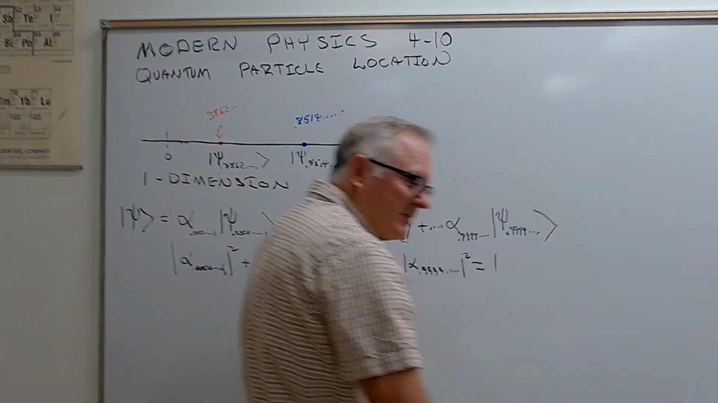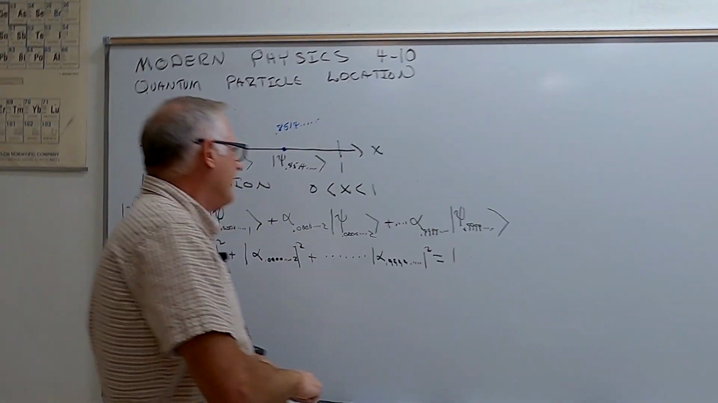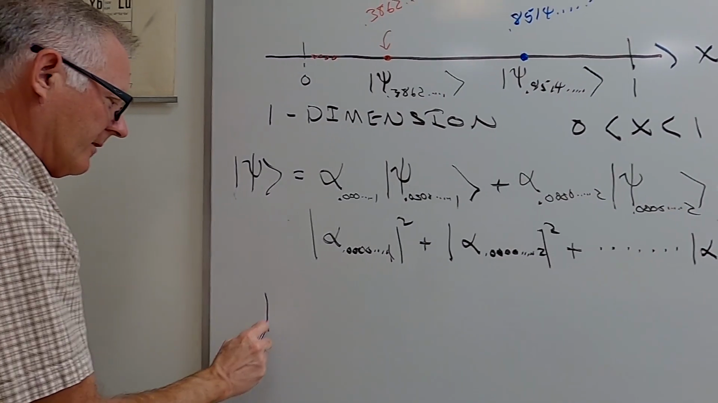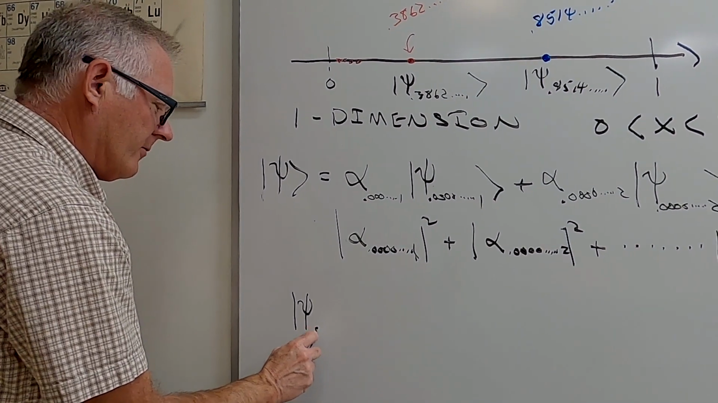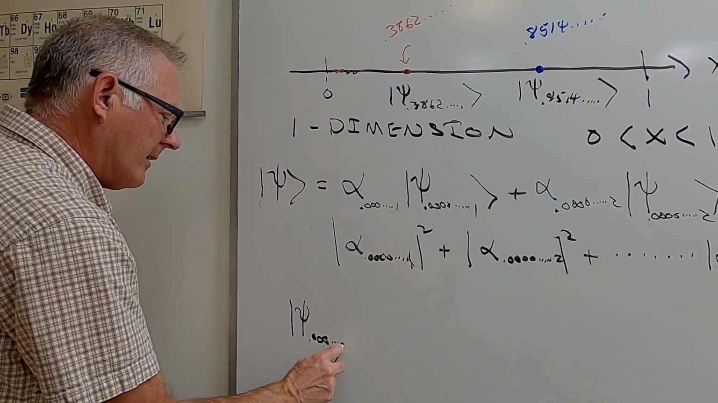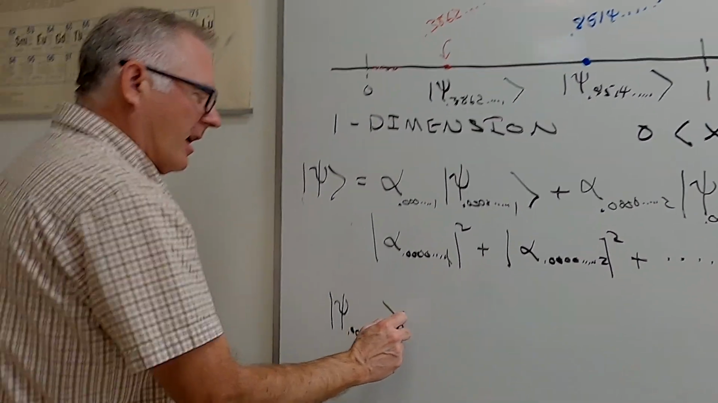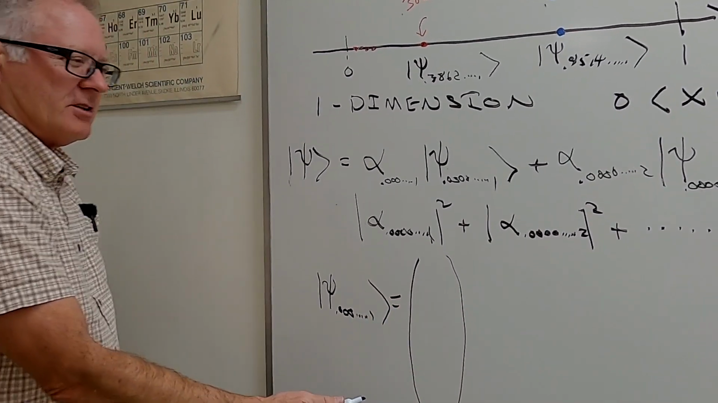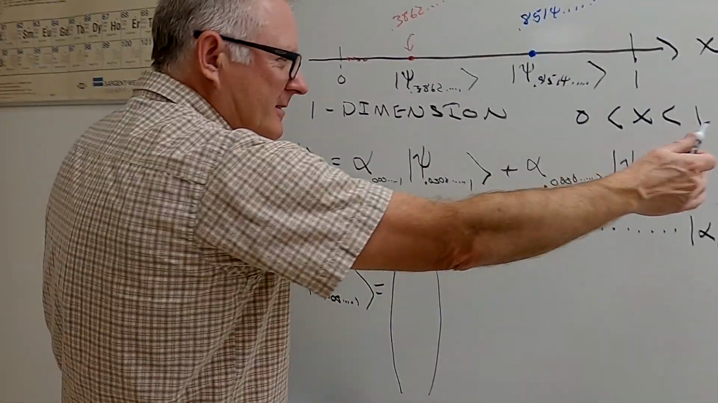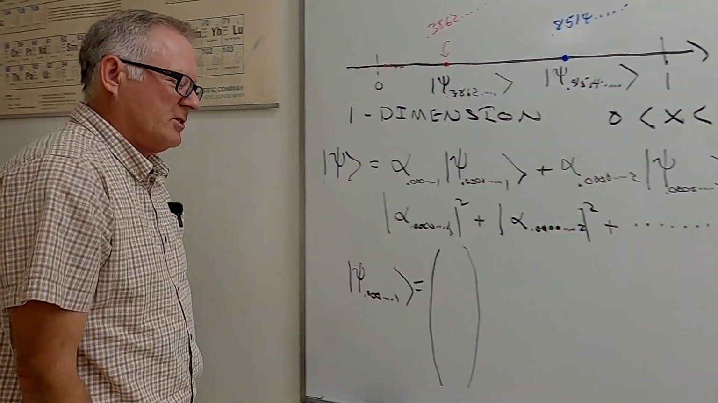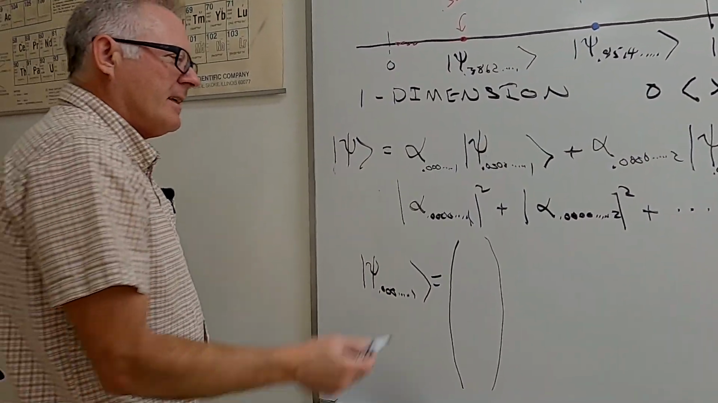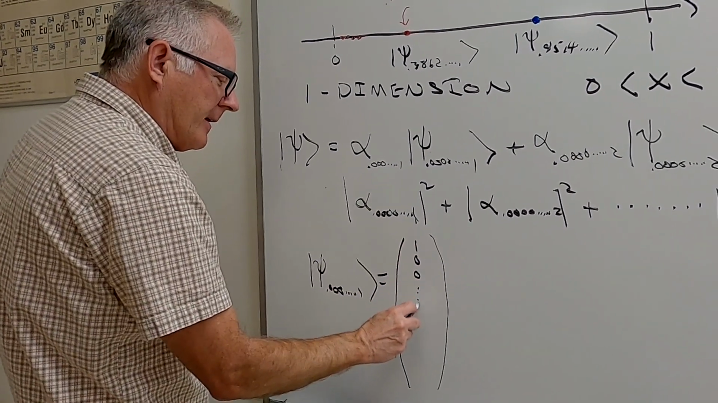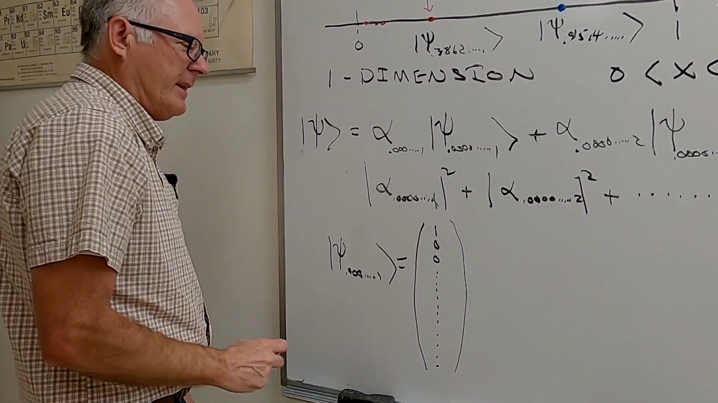If I wanted to guess what these would look like, I could probably guess what this first one looks like. Psi of 0.000...1. It's a column, remember, and the number of items is the dimensions. There's an infinite number of them between 0 and 1, but this one would just be 1, and then the rest would be 0, all the way down.